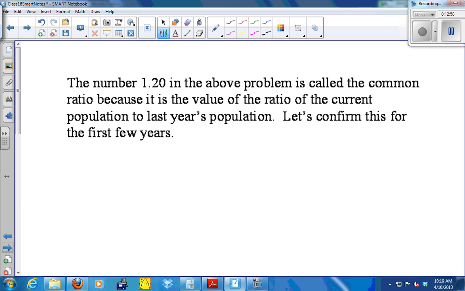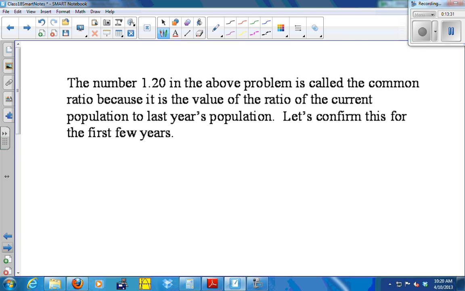All right, so that number 1.2 that we've been using a lot, that we multiply each population by to cause our 20% increase, we call that the common ratio. Okay. So just like the number that you add at each transition in linear growth, we call that the common difference. This one, the number we multiply by at each transition, we call the common ratio, because it's the value of the ratio of the current population to last year's population.